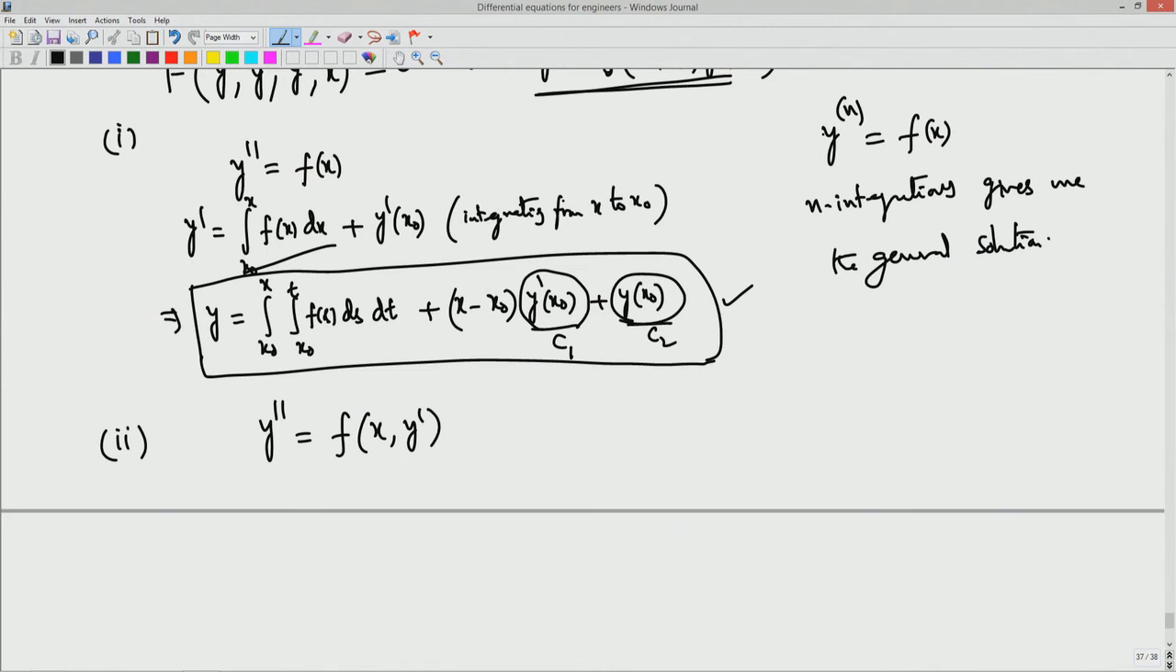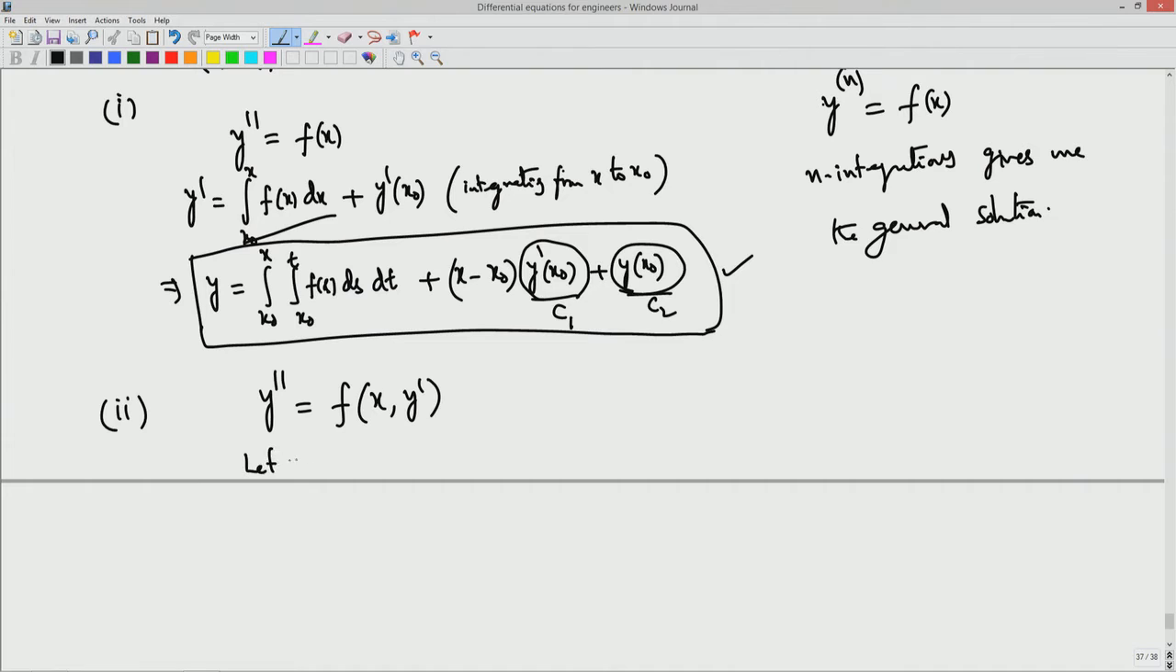In this case, let y dash equal to some variable z. Okay. dy by dx equal to z, z is a function of x. So, I replace the dependent variable y dash with a new dependent variable z. Then dz by dx is y double dash. So, left hand side I can write dz by dx, right hand side I can write f of x, z. So, this is a first order ordinary differential equation.